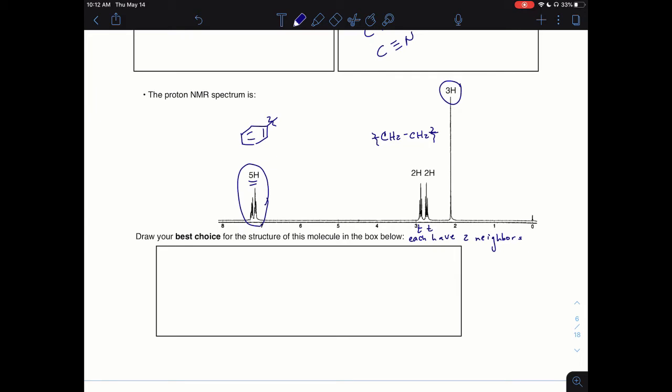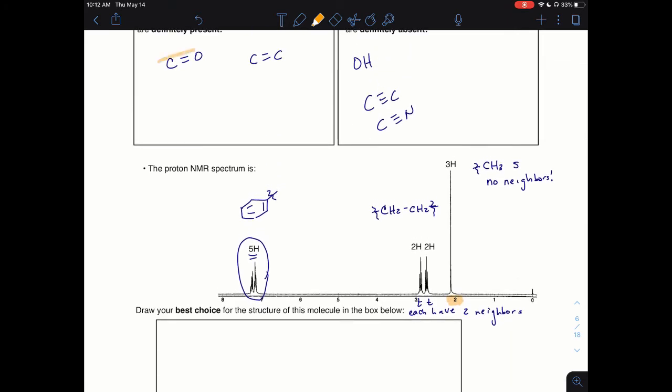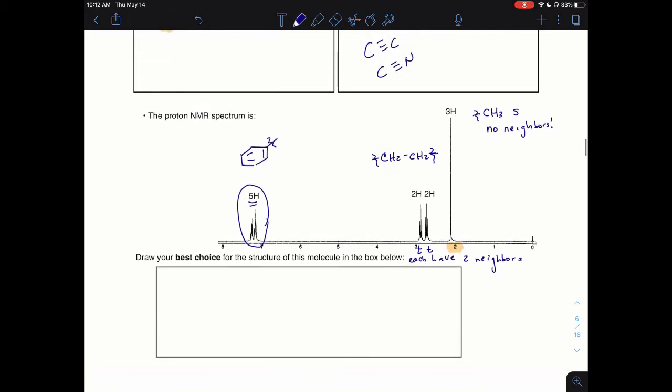Finally, we have 3 hydrogens. That is probably a methyl group. And those 3 hydrogens are a singlet, so they have no neighbors. They're going to be isolated. I also notice that signal is at 2. And what did we figure out from the IR? Yeah, we figured out there was a carbonyl. And a methyl ketone would show up right at 2, and it would be a singlet because the neighboring carbon, the carbonyl carbon, has no hydrogens on it. So that means these protons that correspond to this signal would have no neighbors. Super, because that's what we see. So let's go with that.